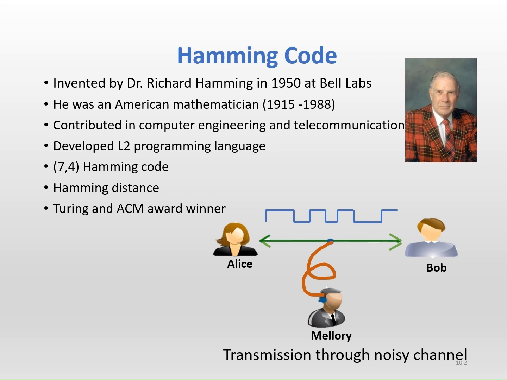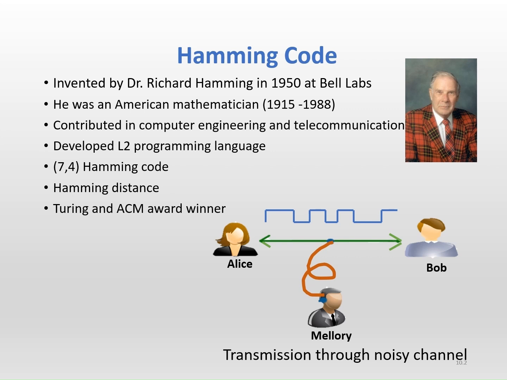Dr. Richard Hamming was an American mathematician, and his contribution is immense in computer engineering and telecommunication. He developed the L2 programming language that was very prevalent during his time. Later on, Fortran language was developed. He also developed this 7/4 Hamming code, which we are going to learn in detail, and the terminology like Hamming distance, which tells what is the capability of a code word, how many errors it can detect and how many errors it can correct, etc. For his contribution, he was also given the Turing Award, ACM Award, among many others.